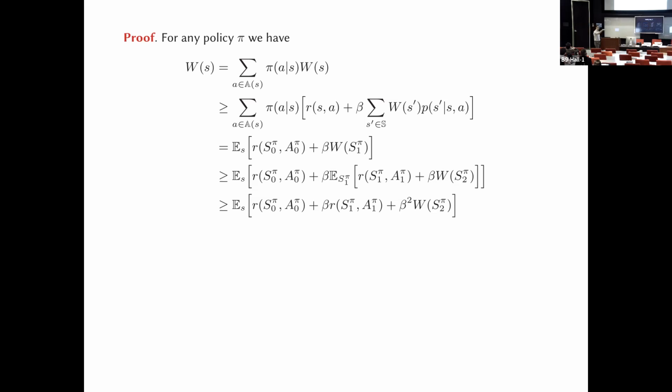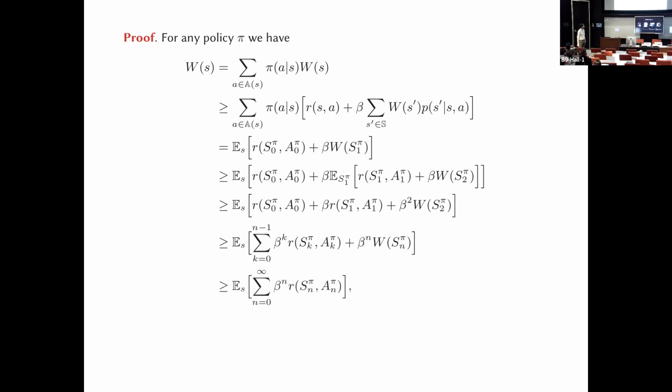And now I continue. I do it n times, so I receive n rewards and have beta to the power n W, and then pass to infinity. That's something I can do because everything is bounded. And beta was assumed to be less than 1 in the theorem. So the last term just vanishes. And I end up with this. Expected total reward under the policy pi. And pi was arbitrary. So I can take the supremum here over all policies. And then I see that W must be greater or equal to the value function.